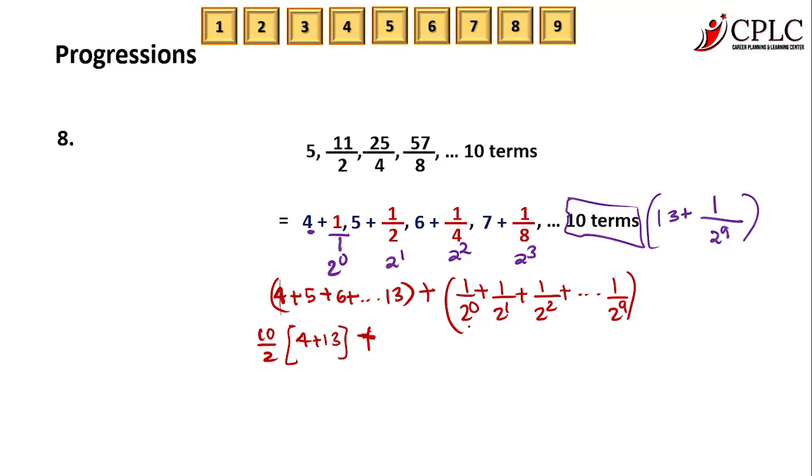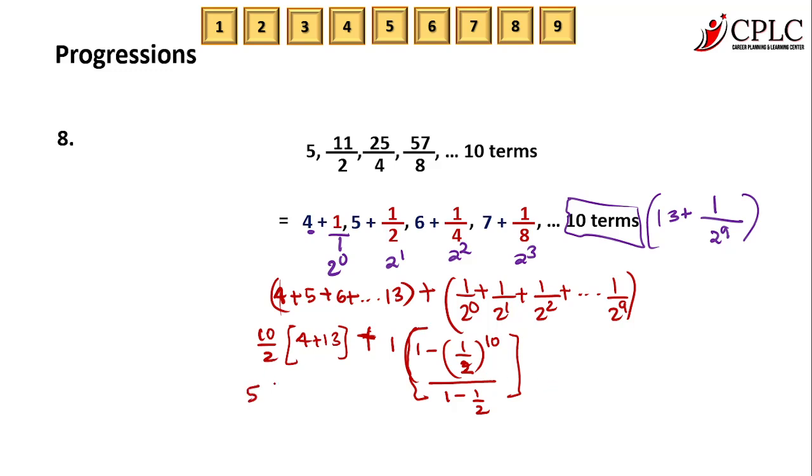A is 2 upon 2 raised to 0 is 1, 1 upon 1 is 1. So A is 1. 1 minus r raised to n. So 1 minus r is 1 by 2 raised to n upon 1 minus r. That will be the calculation for GP.